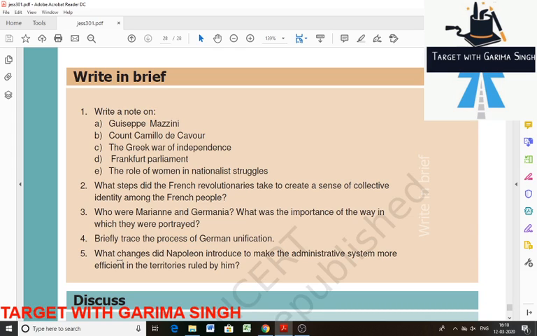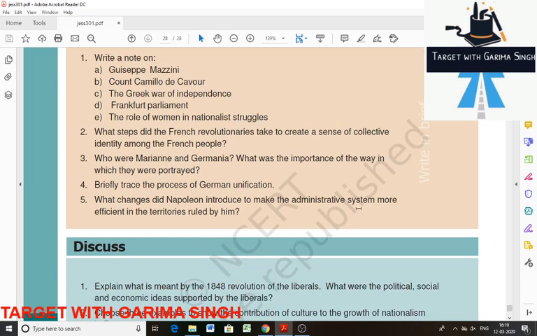Then fifth is, what changes did Napoleon introduce to make the administrative system more efficient in the territory ruled by him? So within the wide swath of territory that came under his control, Napoleon set about introducing many of the norms that he had already introduced in France. Through a return to monarchy, Napoleon had no doubt destroyed democracy in France, but in the administrative field he had incorporated revolutionary principles in order to make the whole system more rational and efficient.